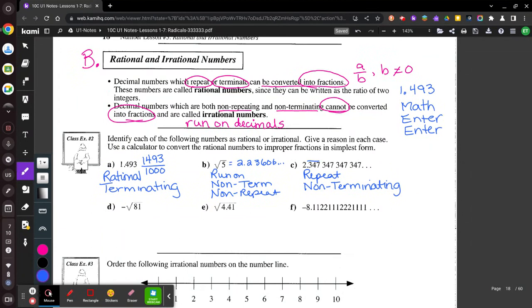Let's look at the next three. Whenever you've got a square root, you need to solve it, just like we solved this one right here on B. So on D, we're going to solve, and we're going to get -9. It's an integer. So we know that it's a terminating decimal because I can go 0.0. So it's a terminating decimal, and it's non-repeating.